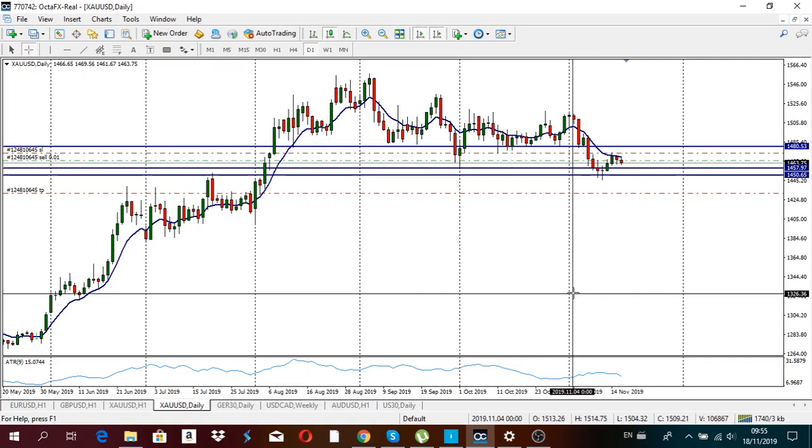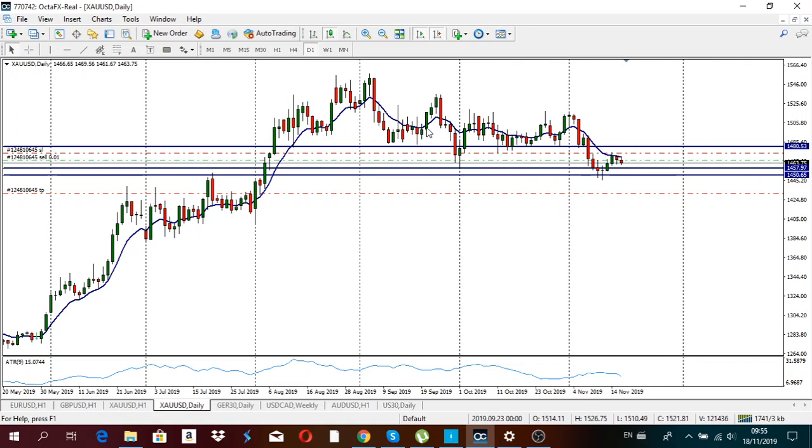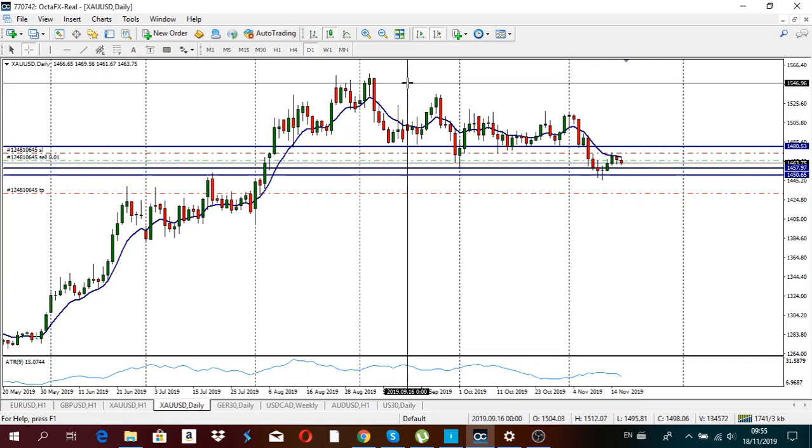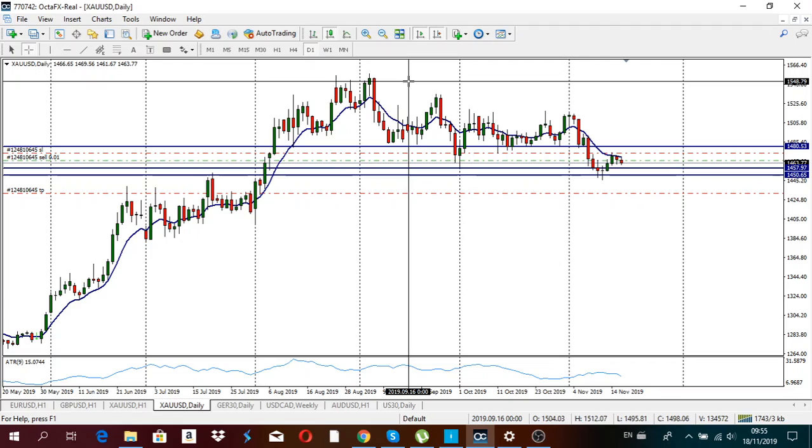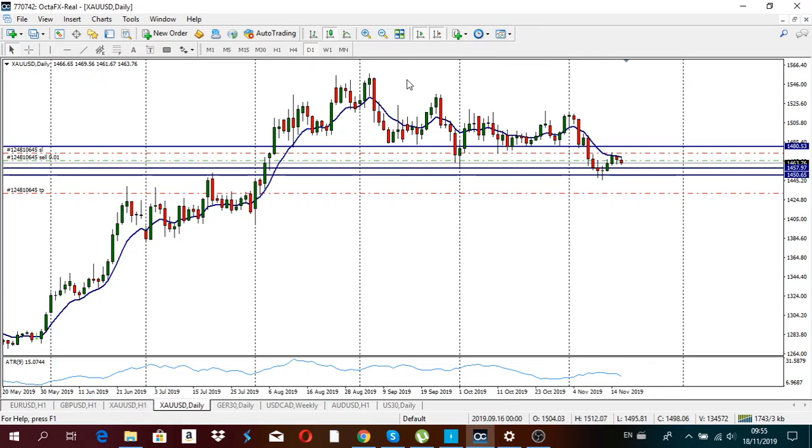So, what we have here in gold are a couple of things which combined together, in my opinion, represent a strong signal. So let's see what happens here.